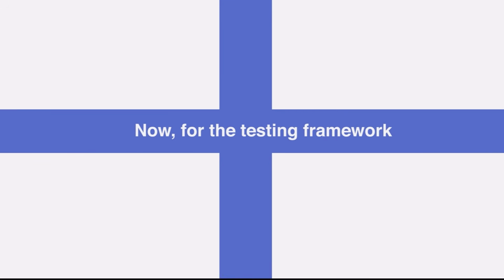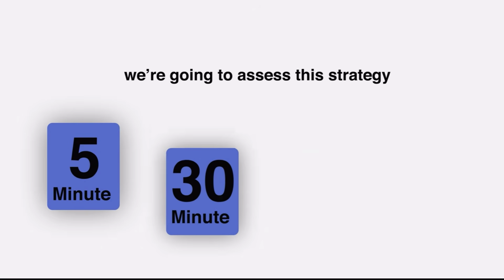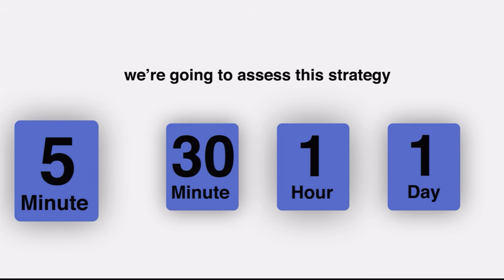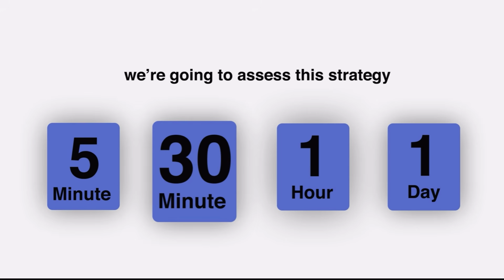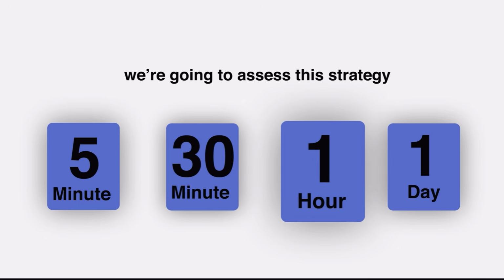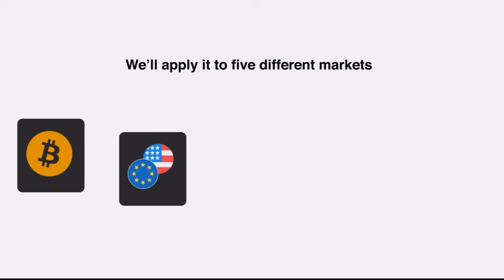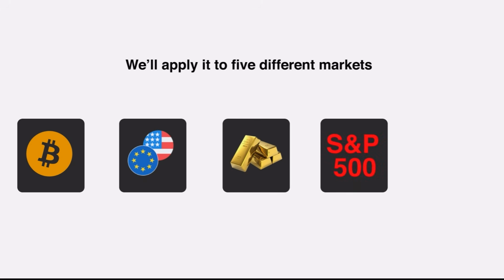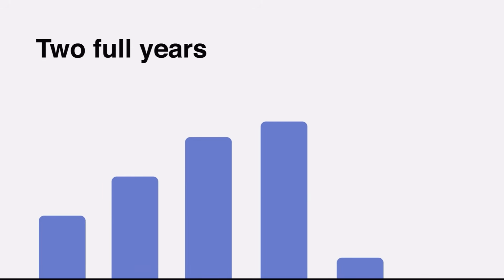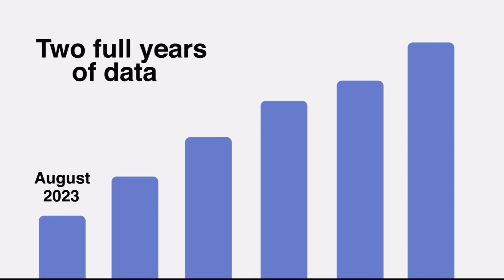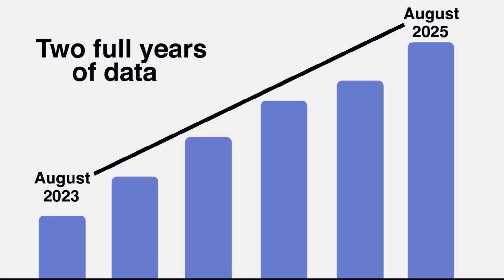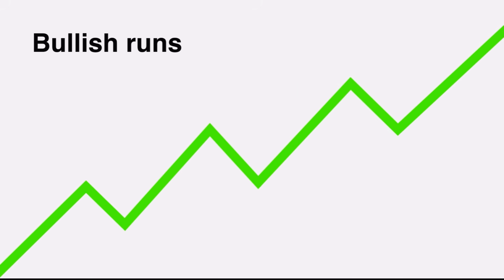Now, for the testing framework, we are going to assess this strategy across 4 different time frames: 5 minutes for scalping, 30 minutes for day trading, 1 hour for swing setups, and daily for long-term traders. We'll apply it to 5 different markets: Bitcoin, Euro USD, gold, the S&P 500 and the Apple stock. And for the testing window, we'll be using 2 full years of data from August 2023 to August 2025. That includes bullish runs, sideways periods and big corrections.